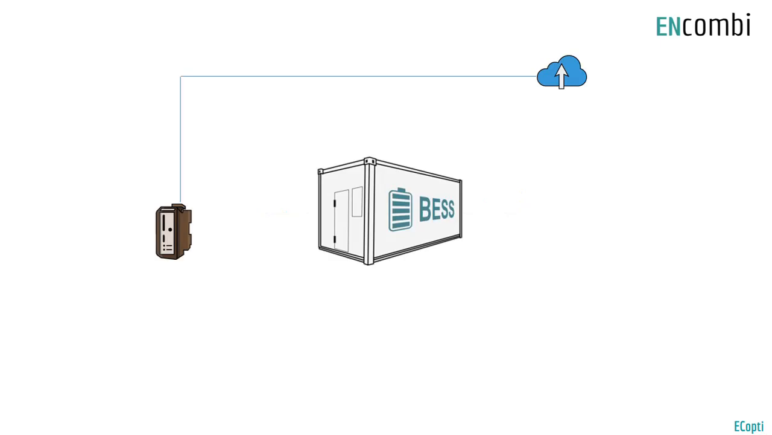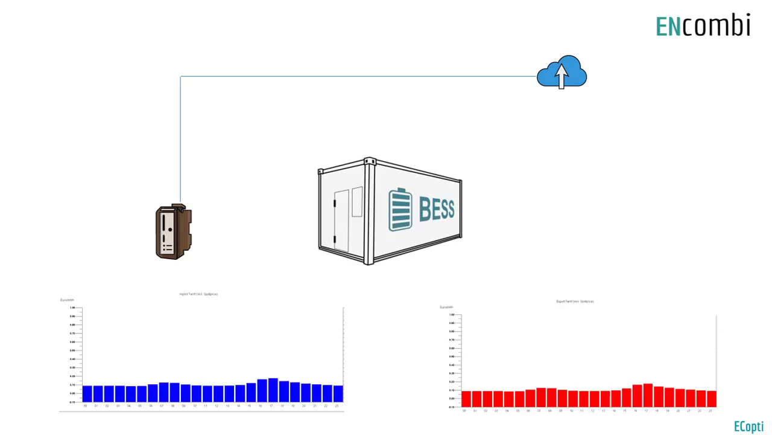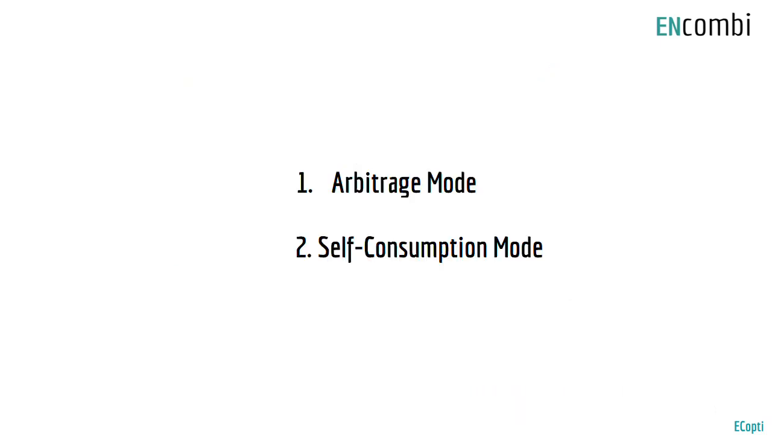ECopti is an advanced optimization algorithm designed to maximize the profitability of your battery energy storage system, BESS, by leveraging electricity price signals. These prices can be based on daily energy market spot prices, tariffs, or a combination of both. ECopti offers two operating modes, which are arbitrage mode and self-consumption mode.